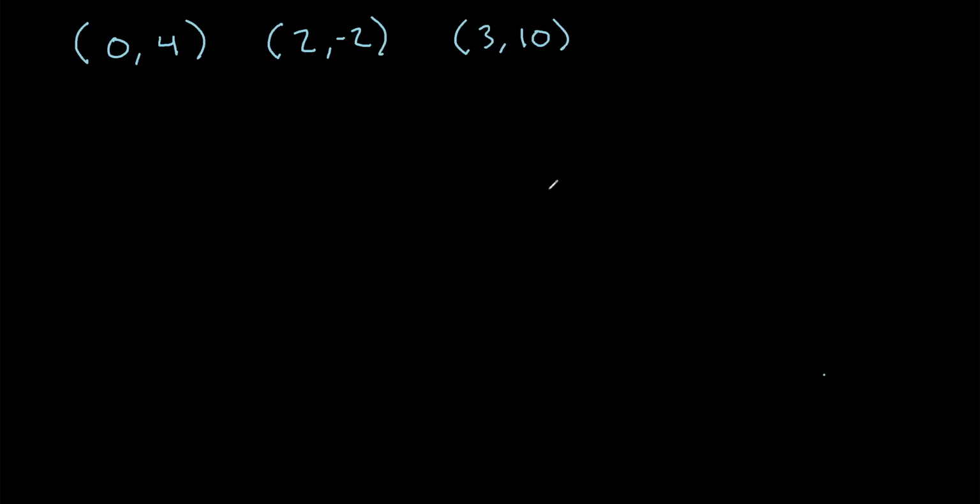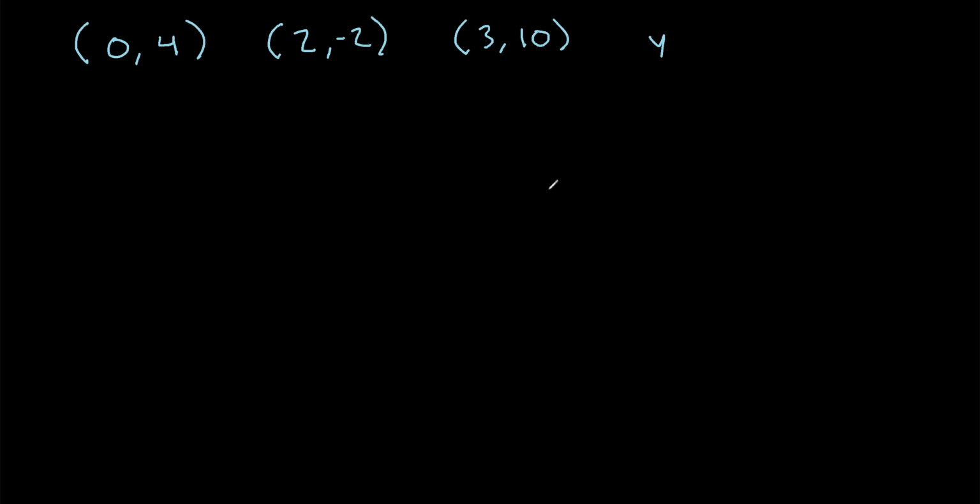In this video, we'll talk about how to find the equation of a parabola given 3 points. So let's work through an example. Let's say we're told that some parabola goes through these 3 points: (0, 4), (2, -2), and (3, 10). How can we find the equation for this parabola?